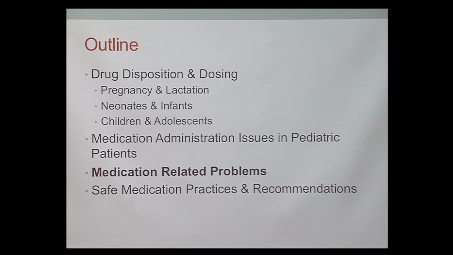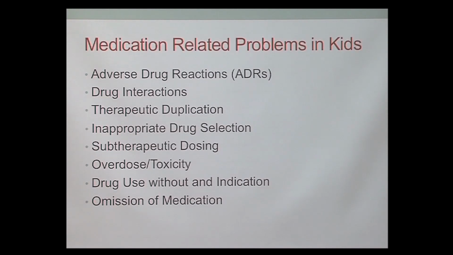All right, so next we're going to look at medication-related problems. So what are medication problems that we have in children? So adverse drug reactions, or ADRs. Now the next ones, drug interactions, therapeutic duplication, inappropriate drug selection, the subtherapeutic dosing, overdose toxicity, without indication medicines or omissions, those can all be considered as medication errors. And we're going to look at that as a separate section.